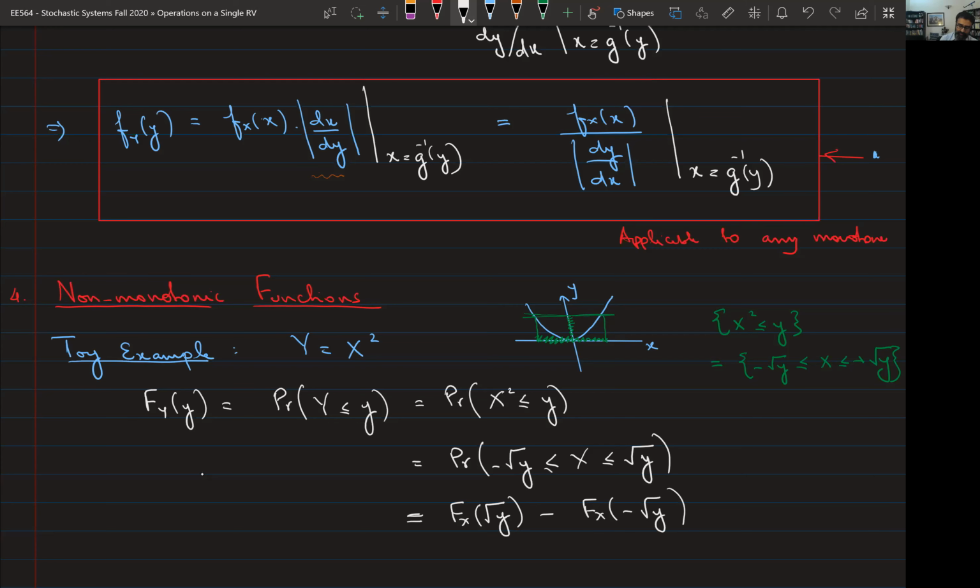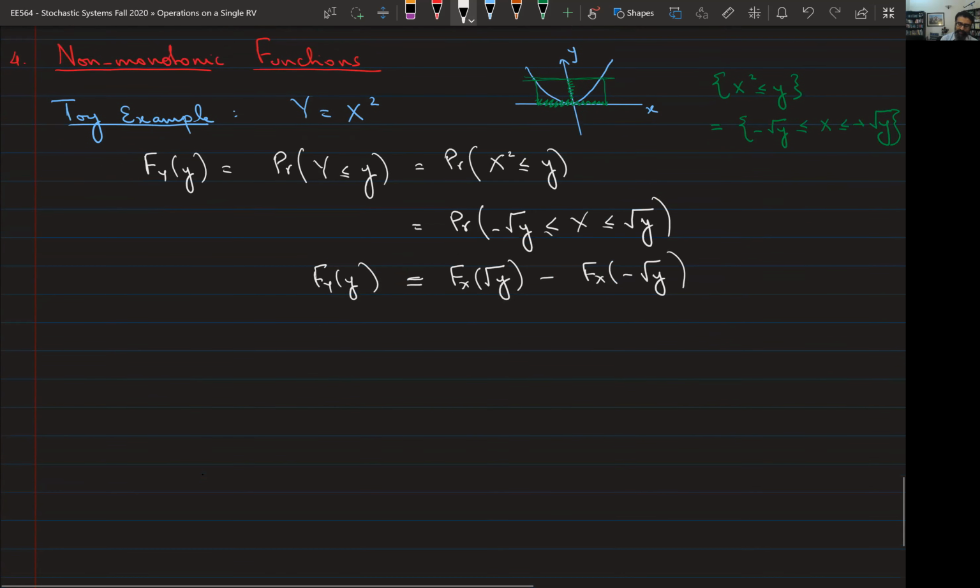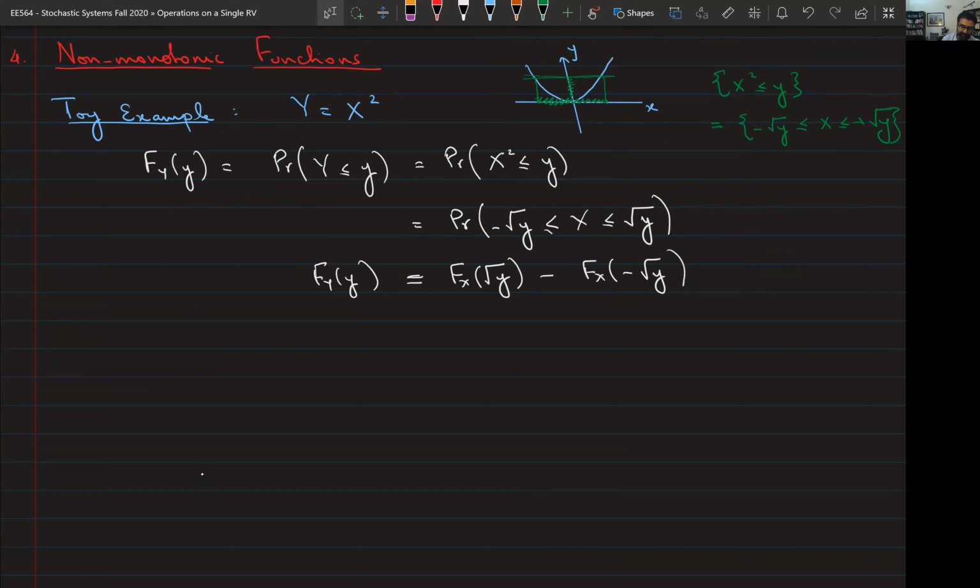Right, so this is what capital F_Y of y is. And my job, of course, is to find the PDF. In order to find the PDF, I'm going to differentiate both sides with respect to y. And what do I get? On the left-hand side, I get the PDF of y. What do I get on the right-hand side?